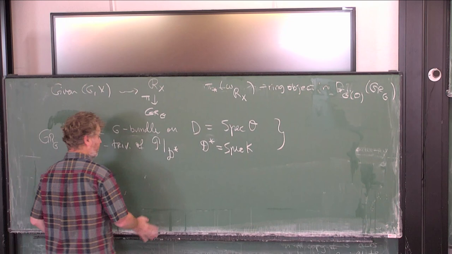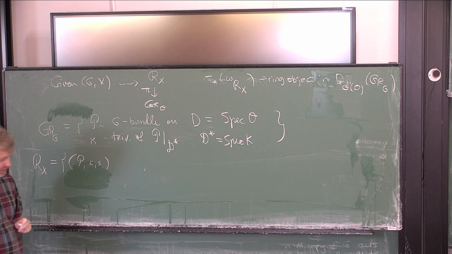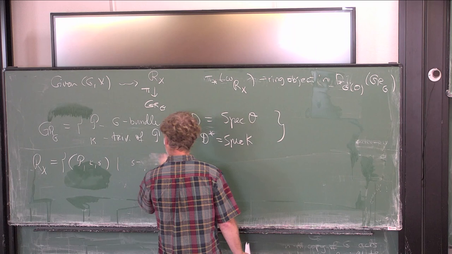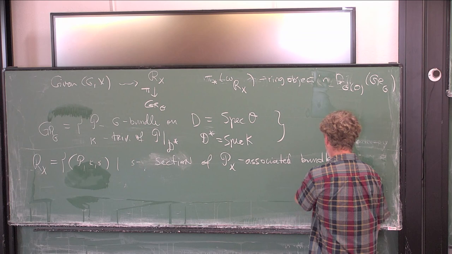And so what is R of X? R of X is the space of triples: P, kappa, and S. P and kappa are as before, and S is a section of the corresponding associated bundle P sub X, the bundle with fiber X. It's not just any section on the disk D, but I want to use this kappa.